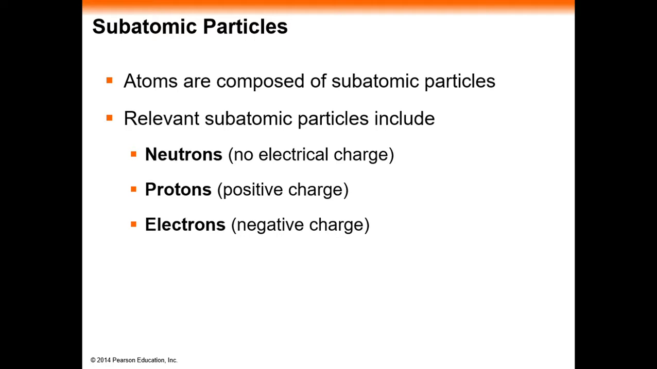There are three types. We have protons, neutrons, and electrons. And one of the most important ways that we group these subatomic particles is by charge. So neutrons have no electrical charge, protons have a positive charge, and electrons have a negative charge.